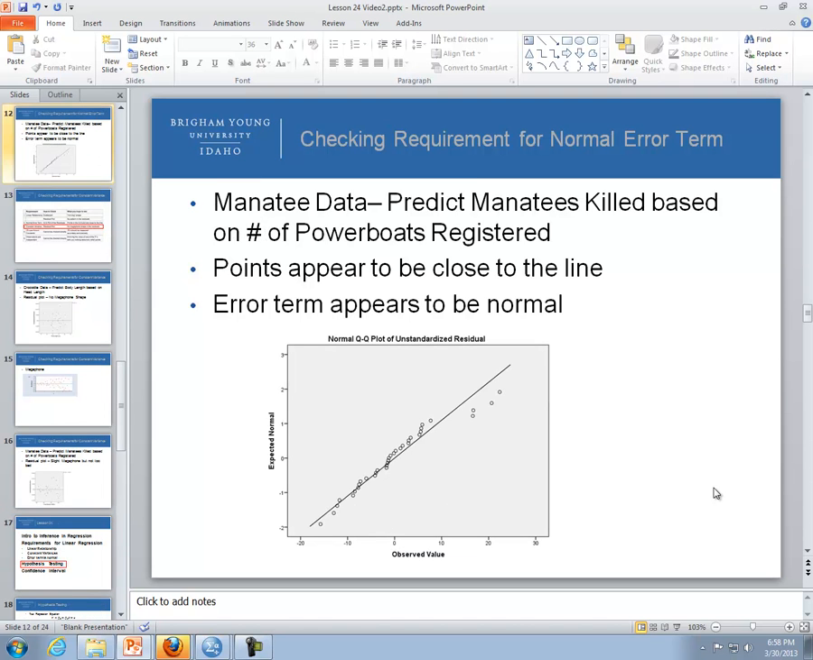Now here's a second example with the manatee data, predicting manatees killed based off the number of powerboats registered. Now there are a few points here on the outside. There are perhaps a few outliers, but it looks like for the most part the error term appears to be normal. Okay. So checking the requirement for a normal error term, it looks like the requirement is met.